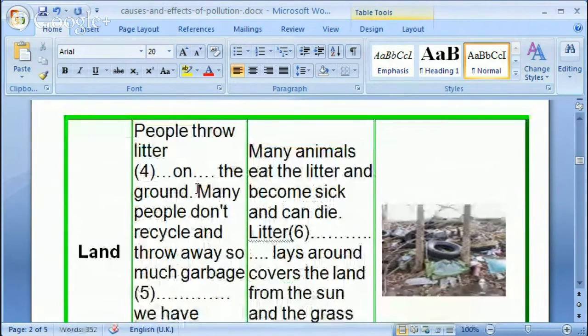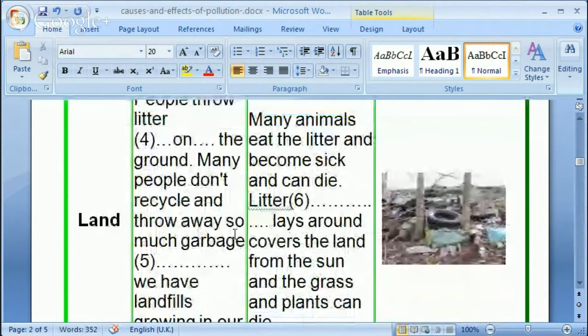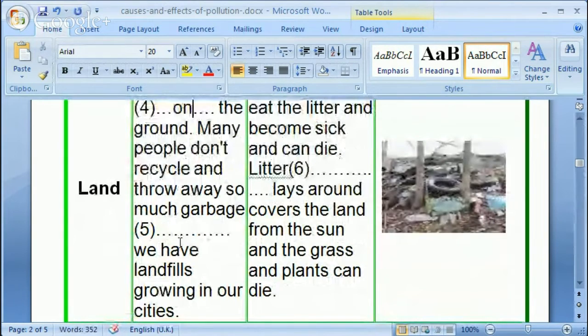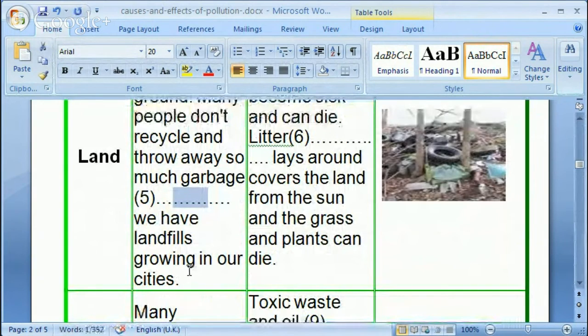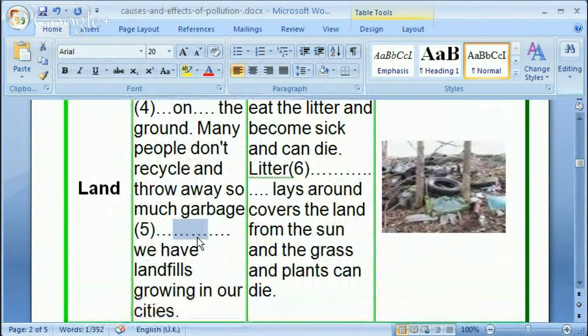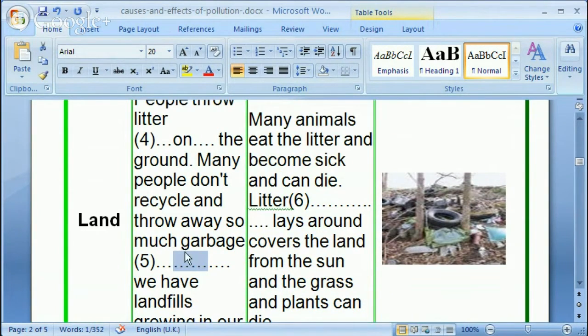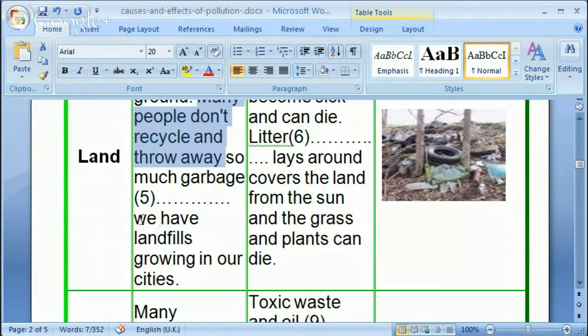All right, again, the cause. Many people don't recycle and throw away so much garbage, blank. We have landfills growing in our cities. All right, they don't recycle, they throw away garbage. Something, we have landfills growing in our cities. Well, we're looking for some kind of word that will connect these two phrases. And what are these two phrases? Cause, people don't recycle and throw away. And effect, we have landfills growing in our cities.